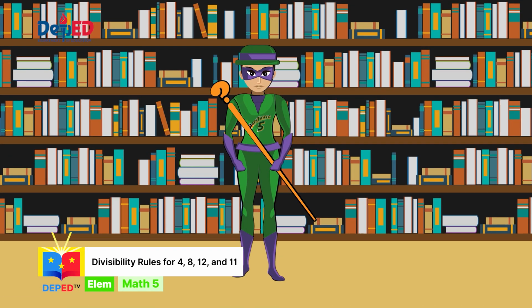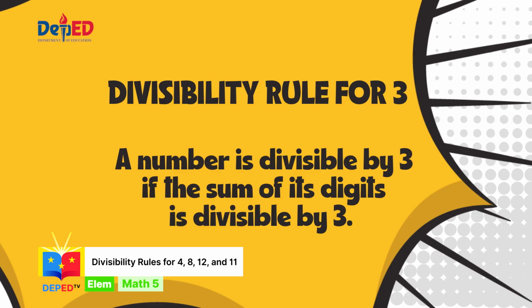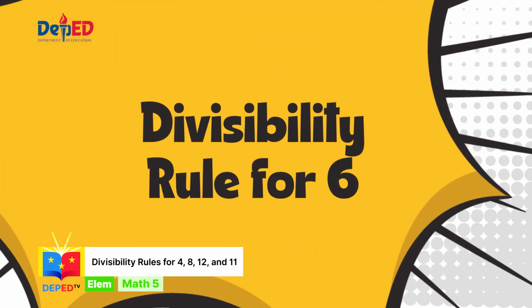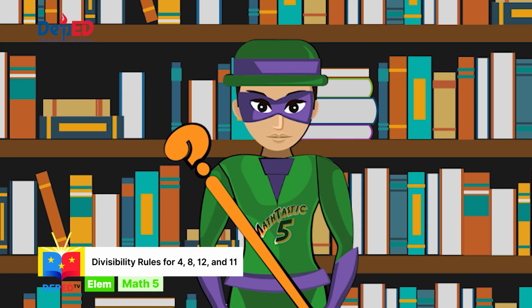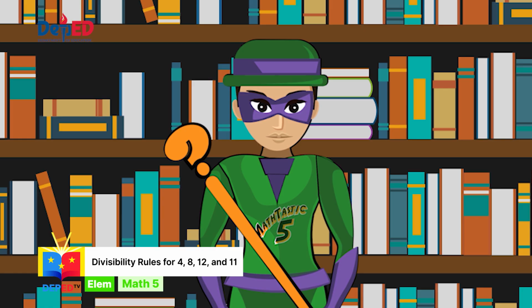Math heroes, let's read together. A number is divisible by 3 if the sum of its digits is divisible by 3. You also mastered the divisibility rule for 6. How will you know if a number is divisible by 6? A number is divisible by 6 if the number is divisible by 2 and 3. Therefore, we need to review the divisibility rules for 2 and 3.